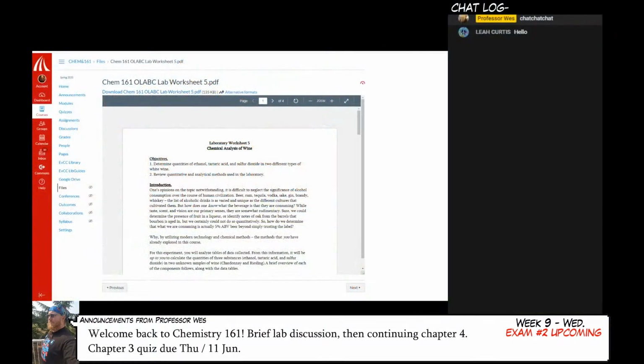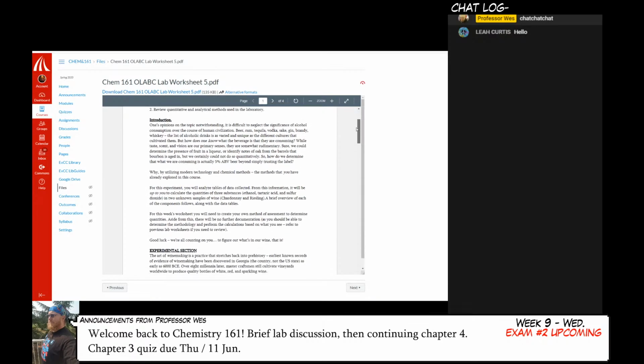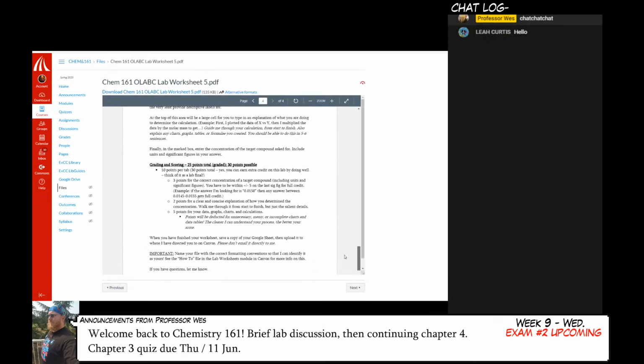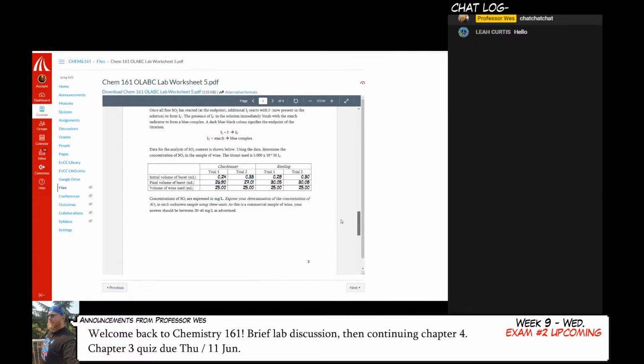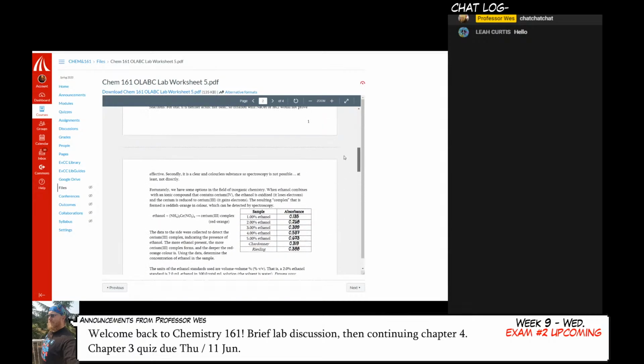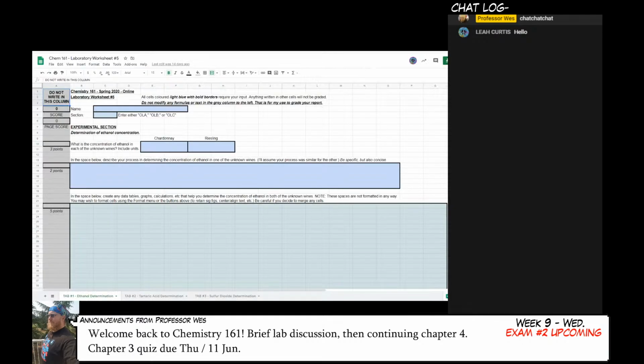So if I go here, it's only 4 pages, and it's just like here's some data, here's some data, here's some data. Do something with it, and then here's what the pages look like. I'm going to give you an unknown. You tell me what's in the unknown, and so you're going to determine ethanol based on the preparation that it shows. You're going to determine tartaric acid, and then you're going to determine sulfur dioxide.